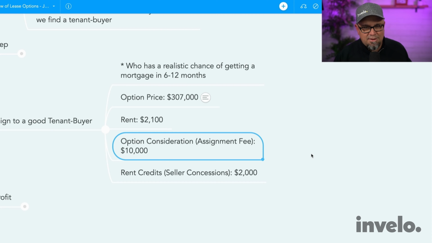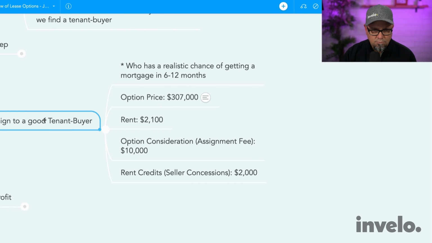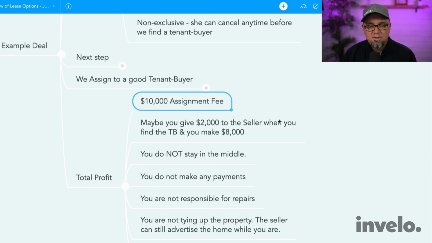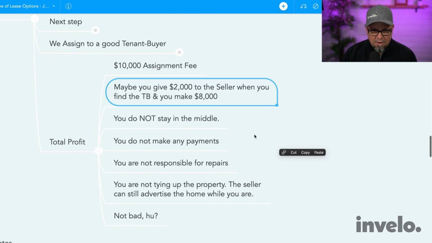So just like wholesaling, when you wholesale a deal to a landlord or a cash buyer, you're sometimes collecting an assignment fee. So it's the same thing. Instead of assigning our contract to a cash buyer, we are assigning our contract to a tenant buyer, and we're done and out of the deal. So our total profit on this is $10,000. That's our assignment fee.